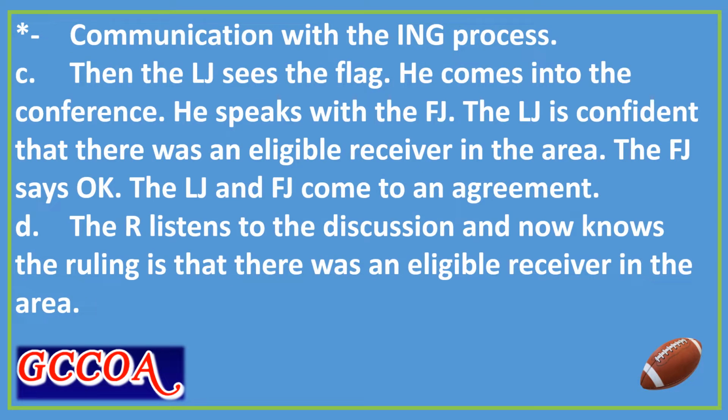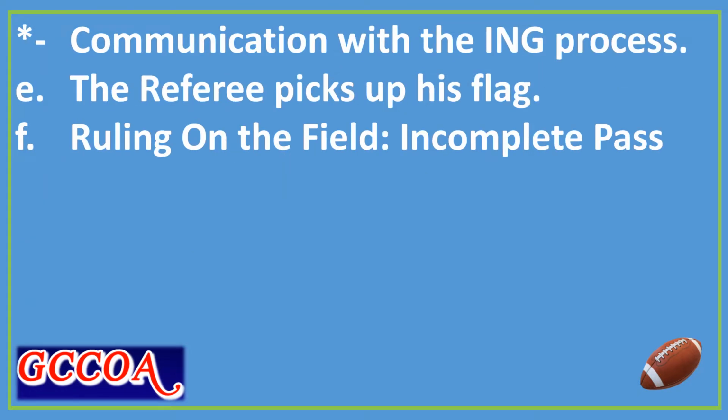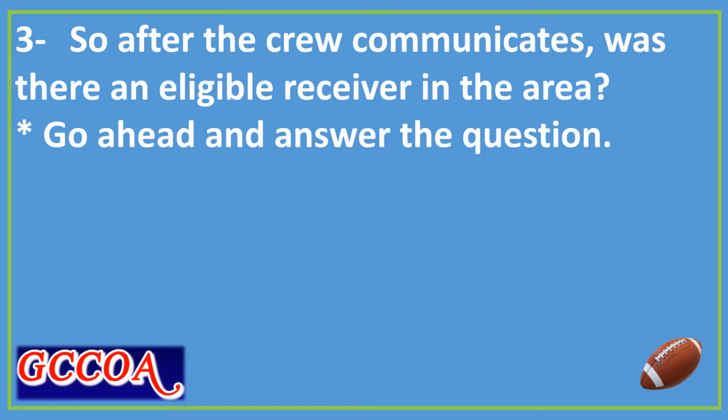C, the line judge sees the flag. He comes into the conference. He speaks with the field judge. The line judge is confident there was an eligible receiver in the area. The field judge agrees to go with what the line judge is saying, and they have an agreement. The referee listens to this discussion, and he now knows the ruling is there was an eligible receiver in the area. So E, the referee picks up his flag. F, ruling on the field, incomplete pass.